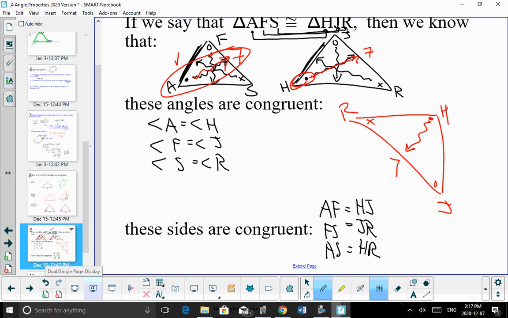Okay, so that concludes our angle properties review. Again, try the questions in the assignment. If you get stuck, feel free to ask.